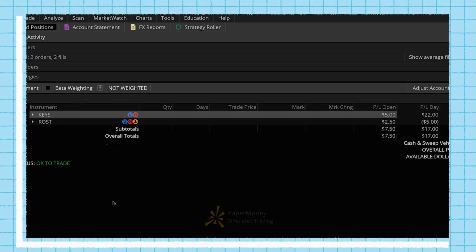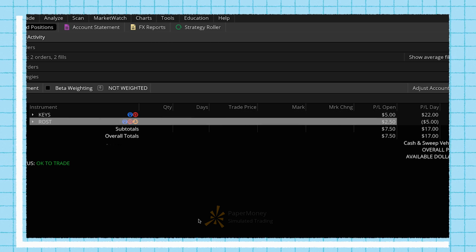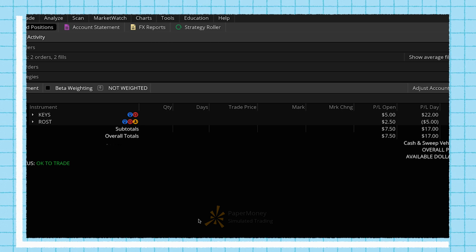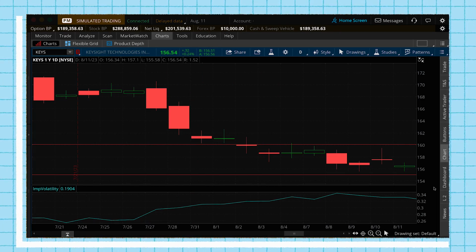The Keys trade is up $5 and Ross is up $2.50. Maybe not what I was hoping for, but they're positive. Going to a chart of Keys, the stock has pulled back a little, and unfortunately, implied volatility is pulling back too. However, we've still got time, and I think the closer we get to earnings, that'll turn around.